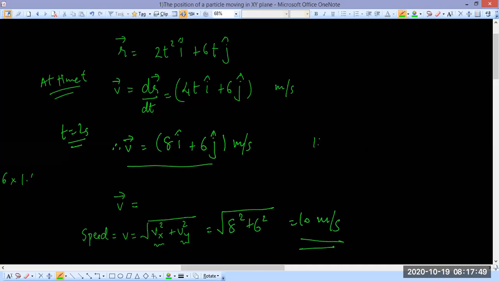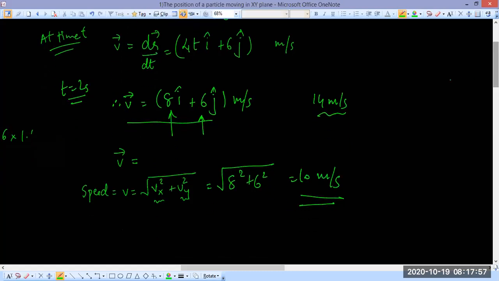Some people were saying 14. I understood how you got 14. You were adding this 8 and 6. How can that be? You should remember how to find the magnitude, isn't it?